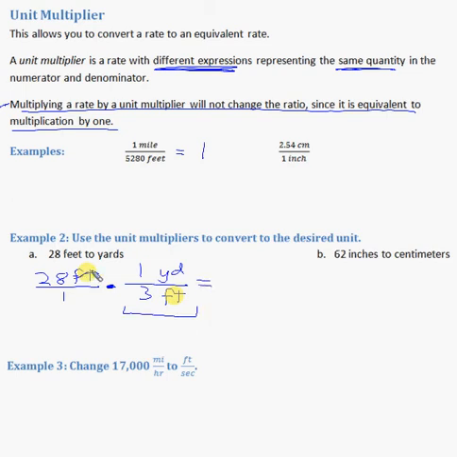And now we can figure this out. The feet will cancel or reduce, simplify. Now we can multiply across. This is 28 yards over 3. And we can divide 28 by 3, and we get that that is 9 and 1/3 yards.